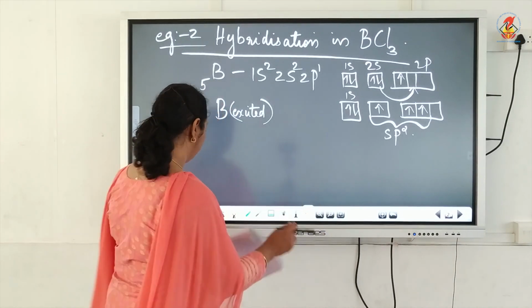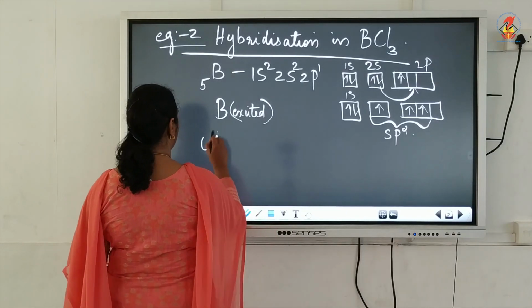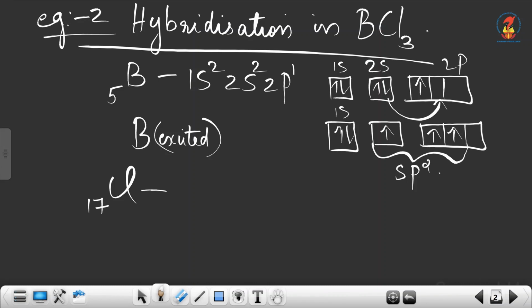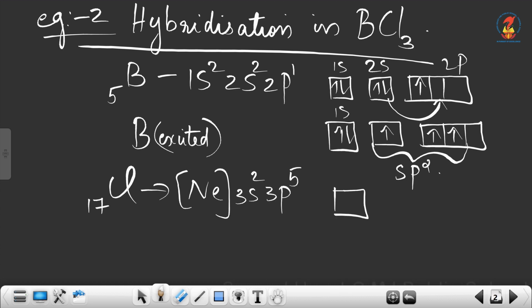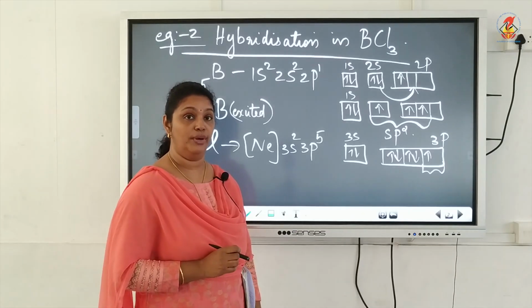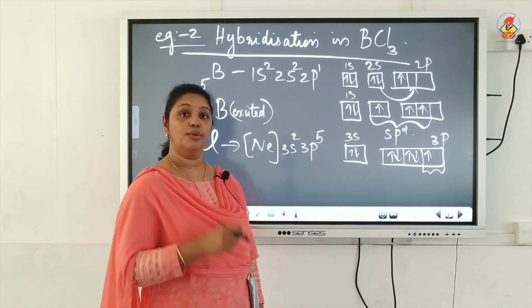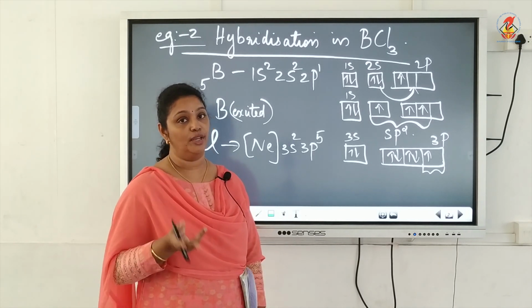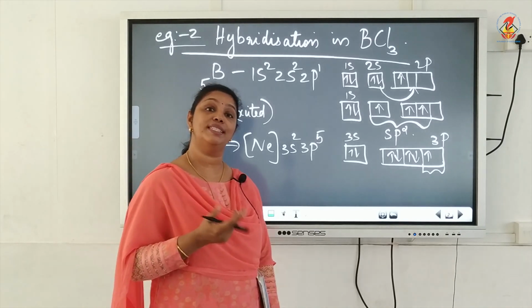We know that the chlorine atom, atomic number 17, has the electronic configuration neon 3s2 3p5. So if you draw the orbital diagram, this is 3s2 and 3p5, meaning 1, 2, 3, 4, 5. And you can see there is one half-filled p orbital in chlorine, and we have three chlorine atoms. So each chlorine will have one half-filled p orbital. So what will happen in the formation of the BCl3 molecule?